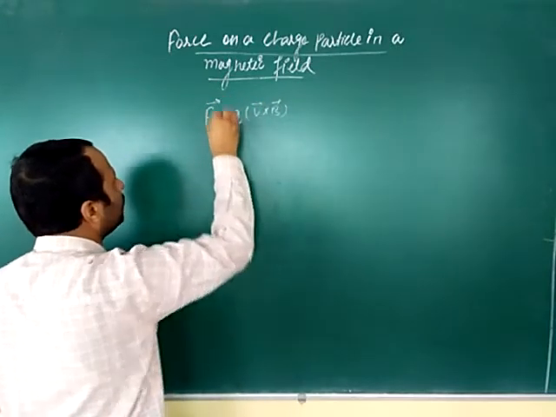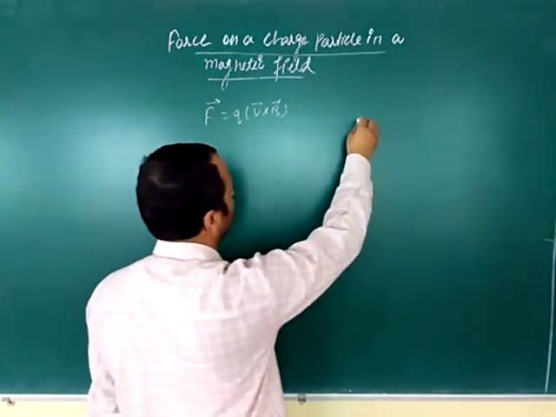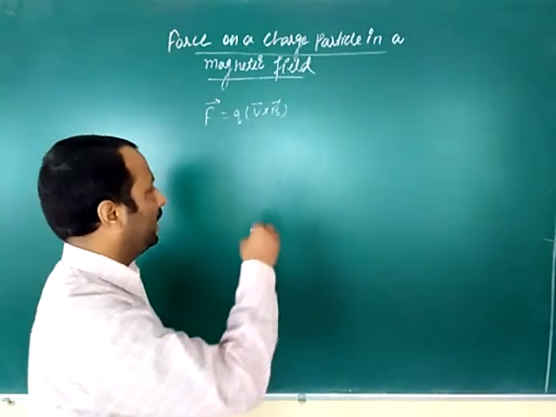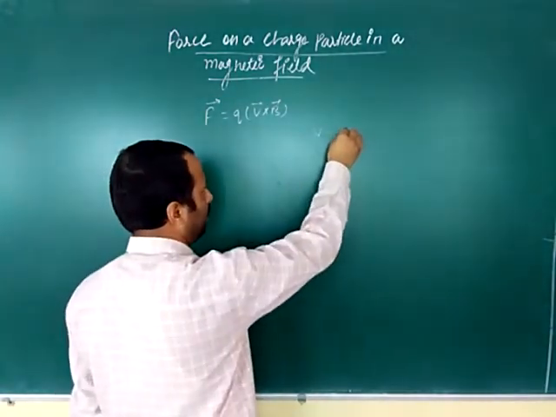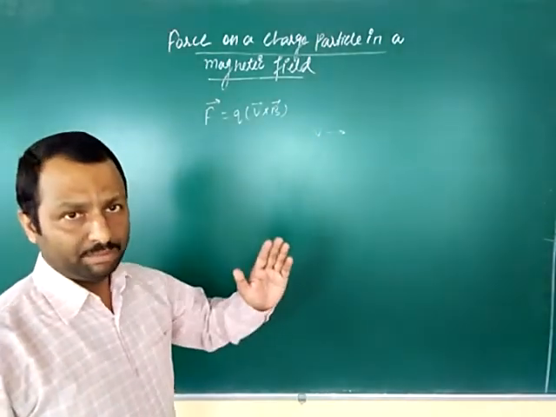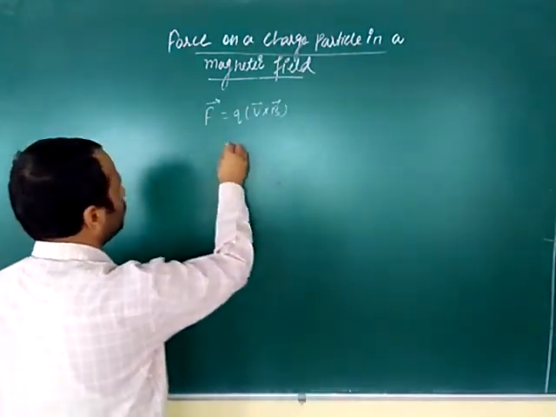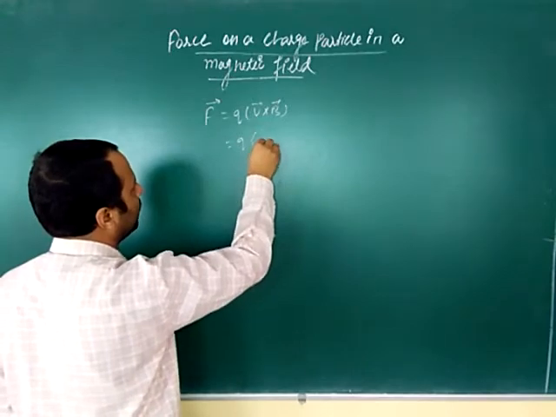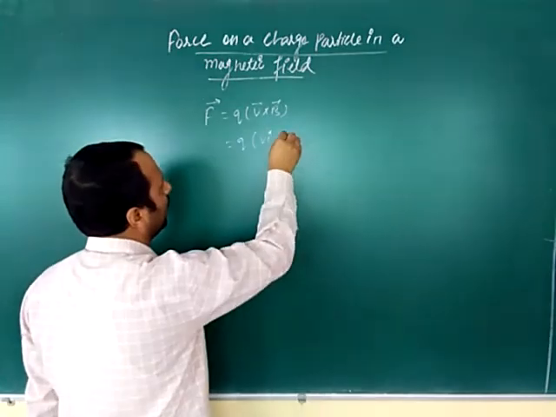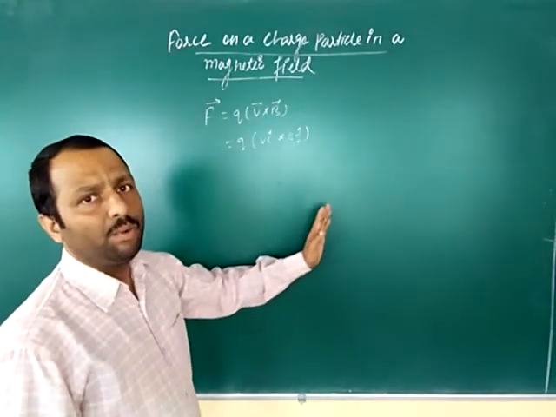Sometimes different varieties of questions are asked in the exam. Suppose a charged particle is moving with a velocity v along the x direction, and the magnetic field is applied in the y direction. In which direction will the charged particle experience force? We can write q v as v i cap, as the velocity is in the x direction, and the magnetic field is along j cap. J cap means the y direction.